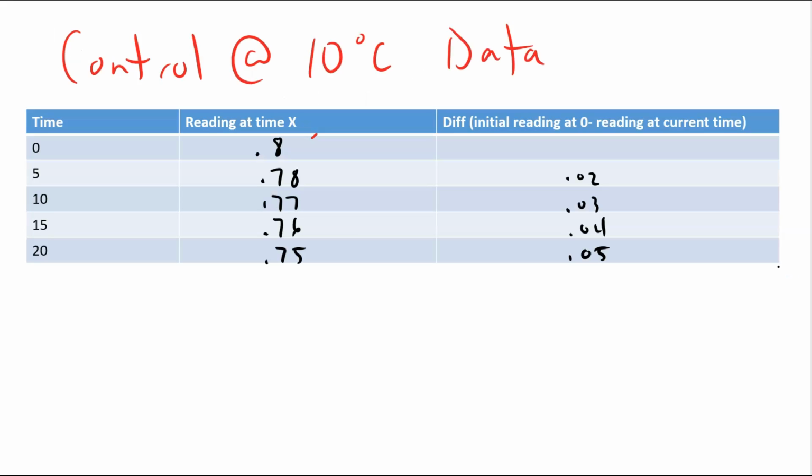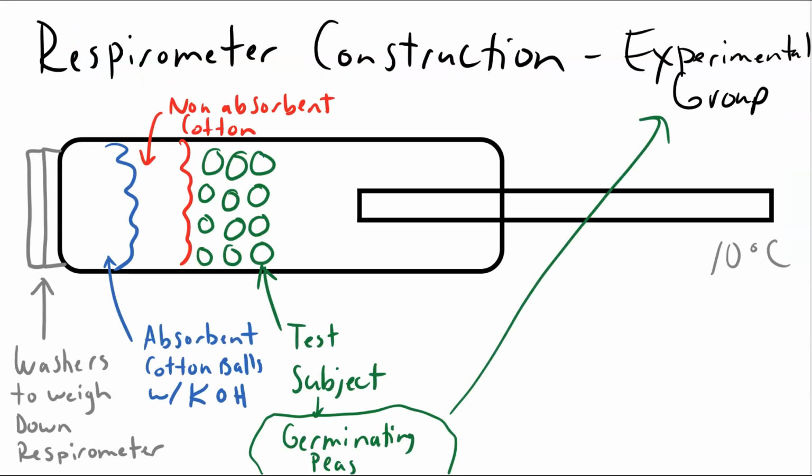So there, I've calculated this for you, but I do want you to be able to read those. So here's your control data for the glass beads experiment, and I've calculated the differences there.